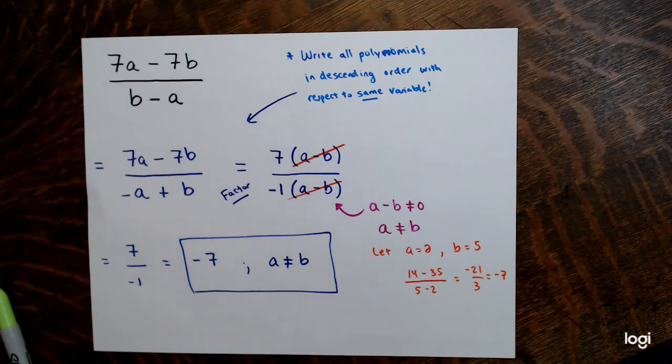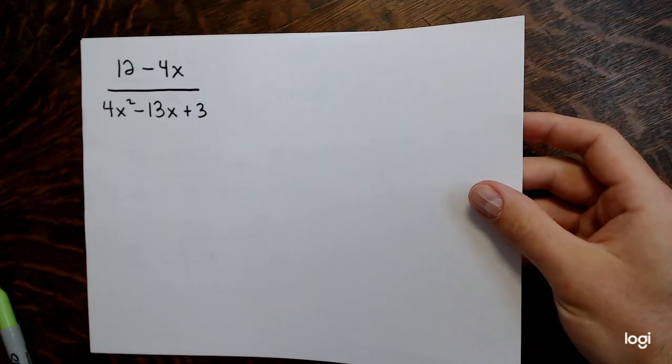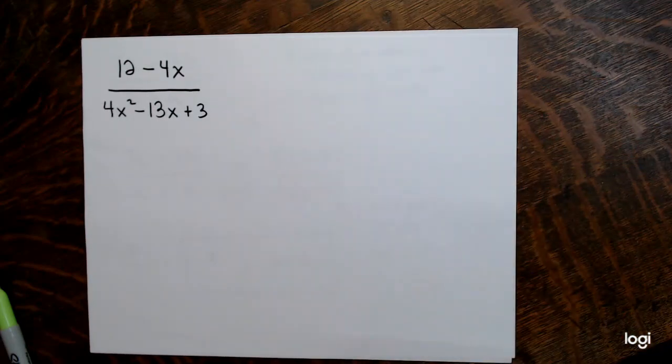Okay, so here's another example where the polynomials aren't the way I would like. I would actually prefer things to be in descending order with respect to a variable. So here's one where I'm saying, again, simplify the following rational expression: 12 minus 4x divided by 4x squared minus 13x plus 3.